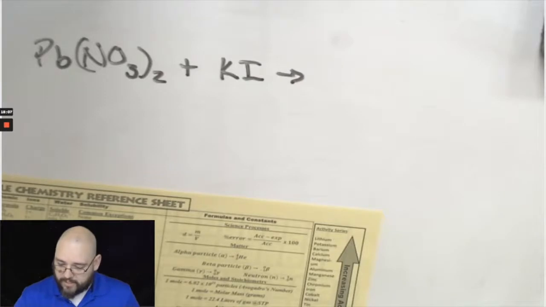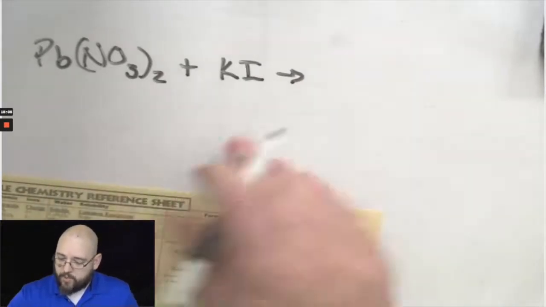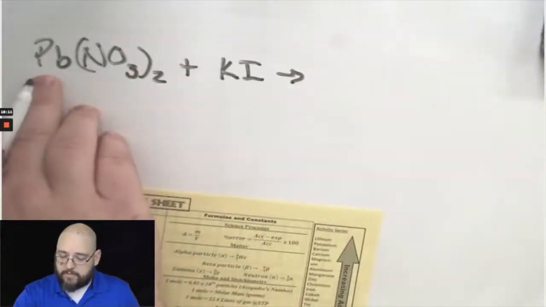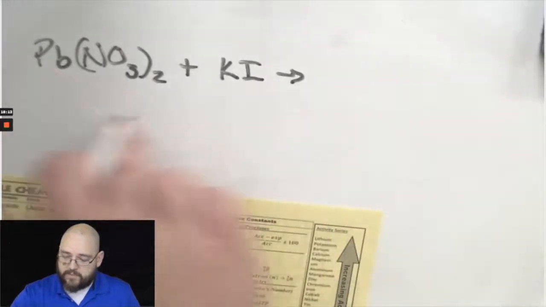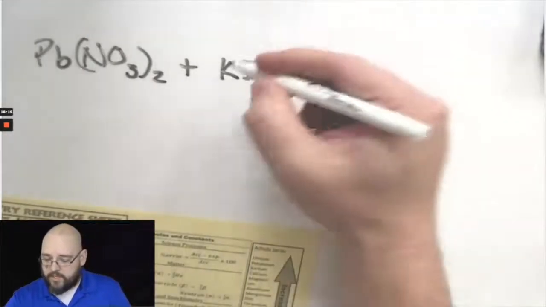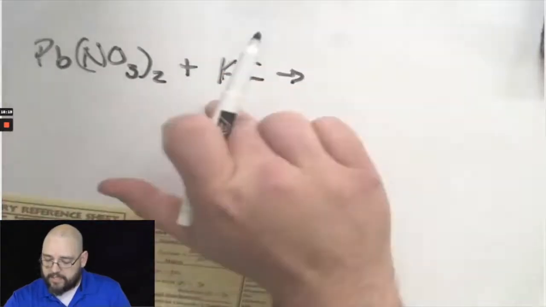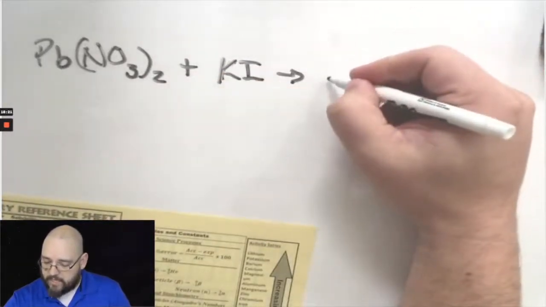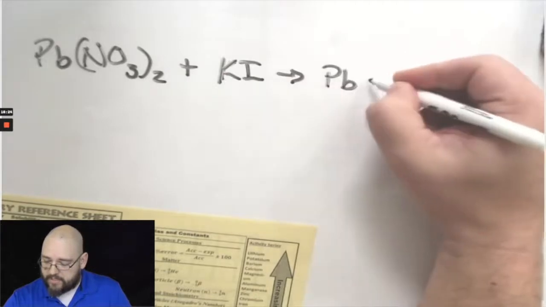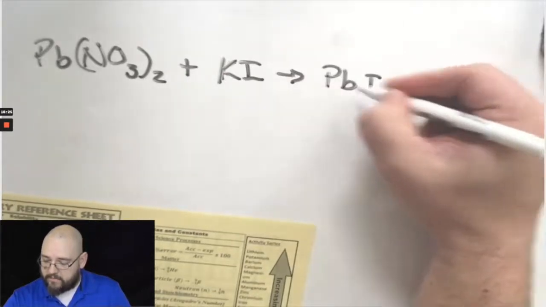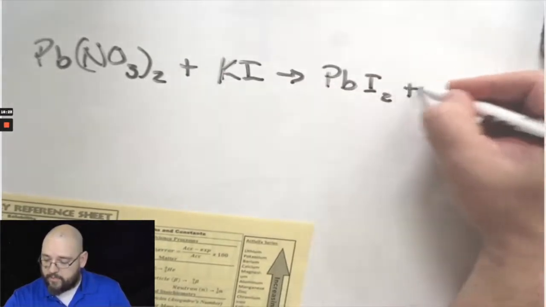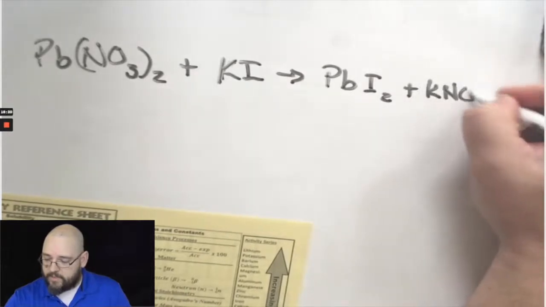So if I have lead 2 nitrate mixed with potassium iodide, well, this time I'm going to switch my positive ones. It doesn't really matter which ones you switch. It just makes life a little easier. Okay, so lead nitrate, potassium iodide. So this time I'm going to have lead 2 iodide plus potassium nitrate.